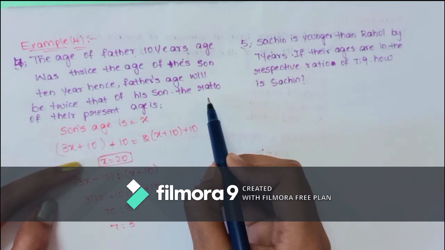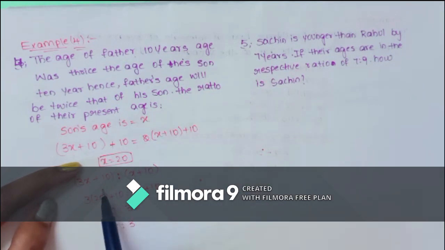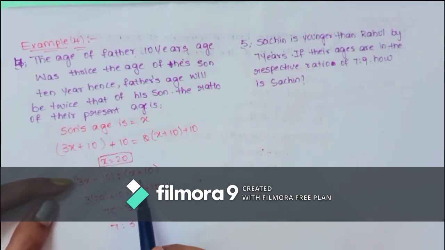We want to find the ratio of the present age. So 3x plus 10 ratio x plus 10. If you calculate, we'll get 7:3.